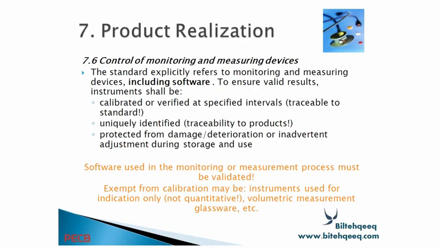Instruments shall be calibrated or verified at specific intervals, traceable to standards, uniquely identified for traceability to products, and protected from damage, deterioration, or inadvertent adjustment during storage and use. Software used in monitoring or measurement processes must be validated. For example, instruments used for indication only, not quantitative volumetric measurements, such as glass scales. So every instrument you are using for measurement must be calibrated.